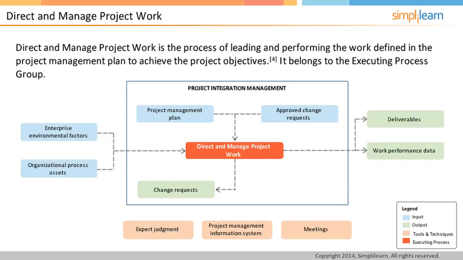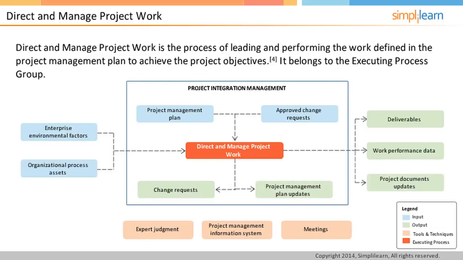This could be because, during the execution phase, the team or the stakeholders may realize that what is being produced is not meeting the expectations or needs and that something else may need to be done. In the process, project documents and project management plan get updated. Let us look at monitor and control project work in the next screen.